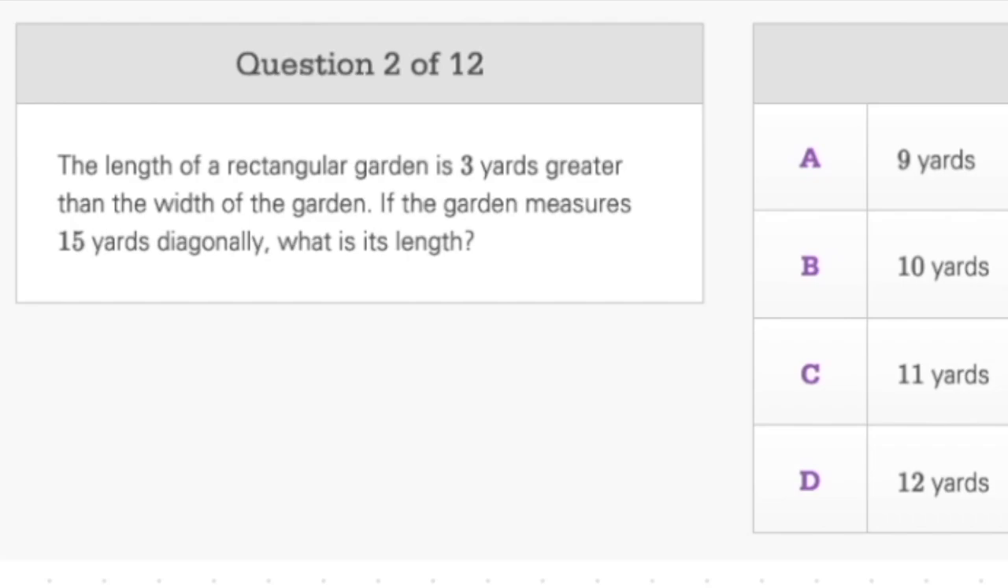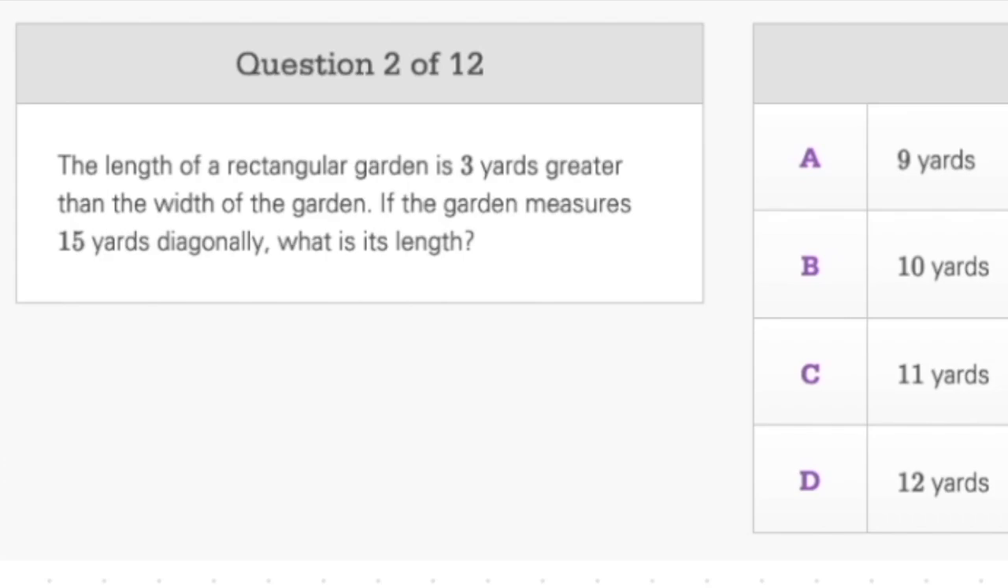Okay. I'll be honest, what you just said kind of went right over my head, because I need to see a picture. I need to see what this looks like. Okay, you have to draw a picture. Let's draw a picture. Do you think you could draw a picture here? All right, we've got a rectangular garden, and the length is 3 yards greater than the width.